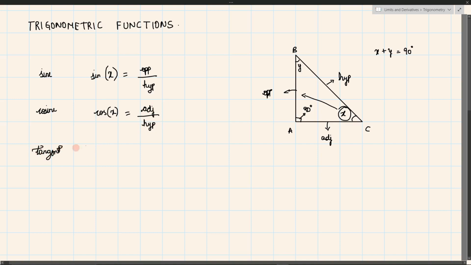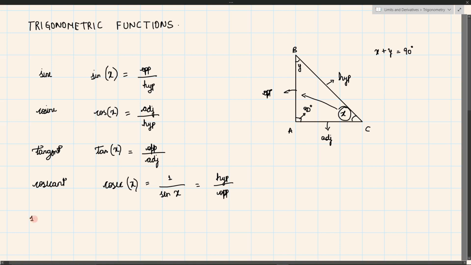The next is the tangent function, usually called tan. Tan of angle x is equal to the ratio of the opposite side by the adjacent side. The next three functions are defined with respect to the first three. If we consider the cosecant function, cosecant of x is equal to 1 by sine, that is nothing but the reciprocal of sine. That is equal to hypotenuse by opposite side.